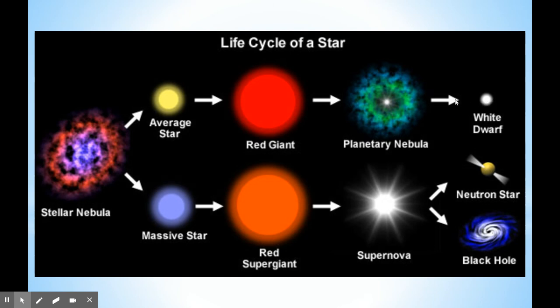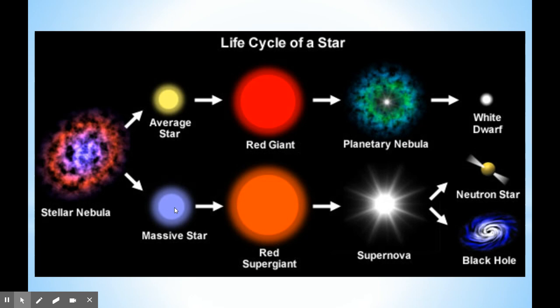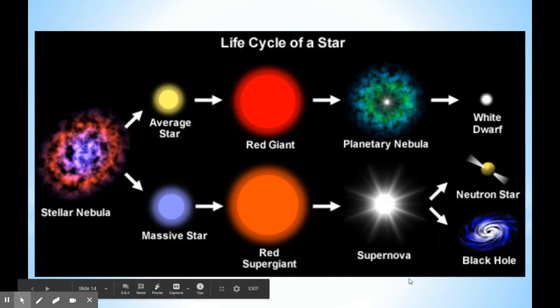Now, if there's a lot of gas and dust, when we get up to 3 times the size of our sun, it becomes what we call a massive star. It's also a main sequence star, but it's going to burn through that main sequence phase much faster. It will expand into a red supergiant, and then ultimately it will explode into something called a supernova. And then from that point, it will collapse on itself and either become a neutron star or turn itself inside out and become a black hole. Okay? So again, we'll talk more about this in class.